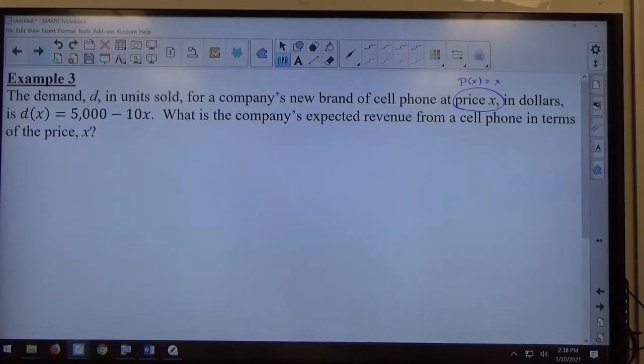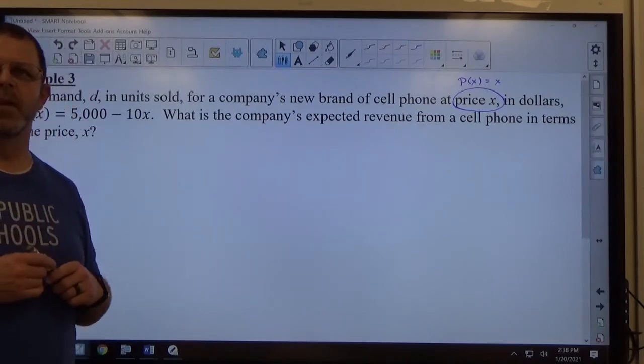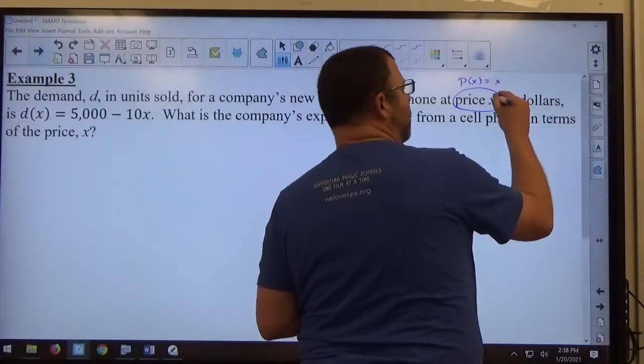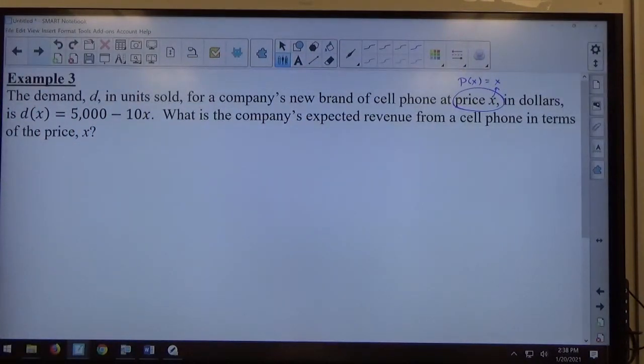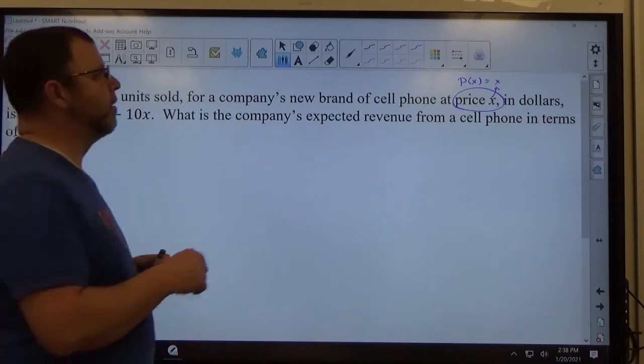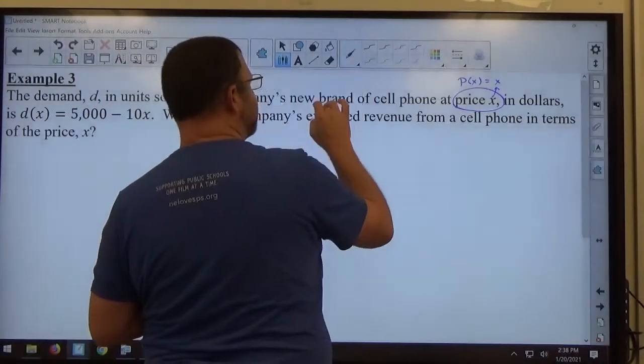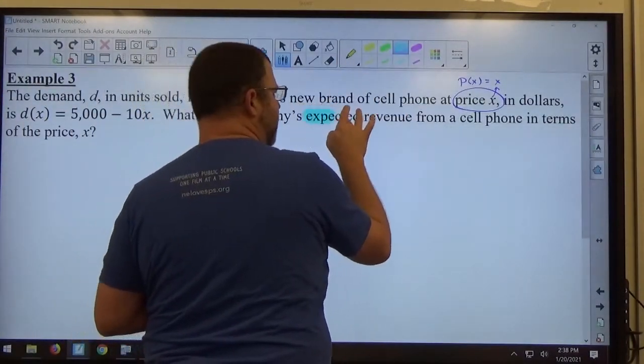Maybe in another problem, the price is 2x plus 5. Then P of x equals 2x plus 5. It's always P of x equals whatever the price is. So when they ask me to find the company's expected revenue from a cell phone, when they ask me to do this, expected revenue.